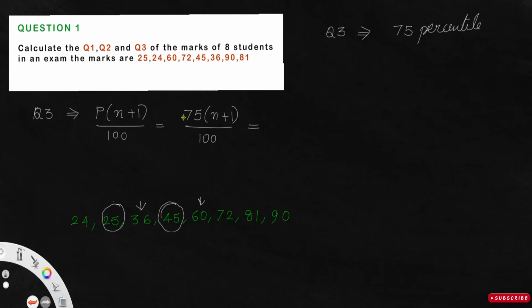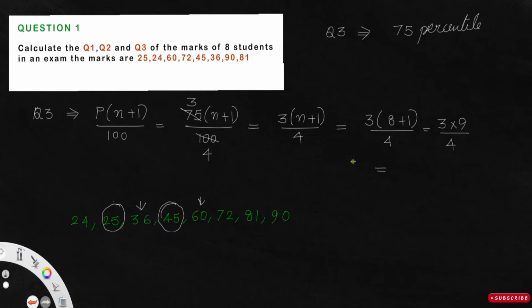So you can see 25 is common in 75 and 100. 25 in 75 is 3 times, and in 100 it will be 4 times. So 3 into n plus 1 by 4. Okay. Now n is equal to 8. So 3 into 8 plus 1 divided by 4, which is equal to 3 into 9 by 4.